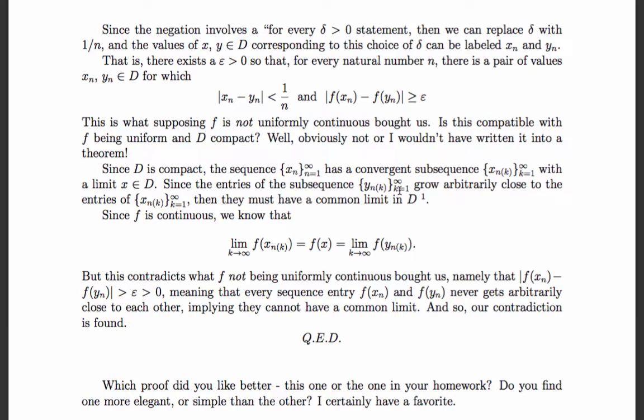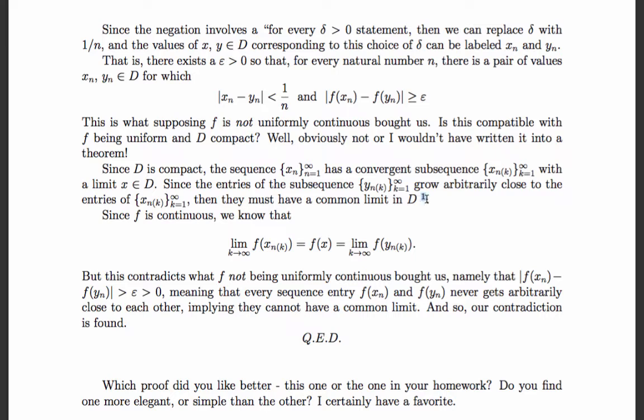They grow arbitrarily close to each other. So if x n of k and y n of k are arbitrarily close to each other, because one over n can be made arbitrarily small, and x n of k converges to x, well then y n of k must converge to x.